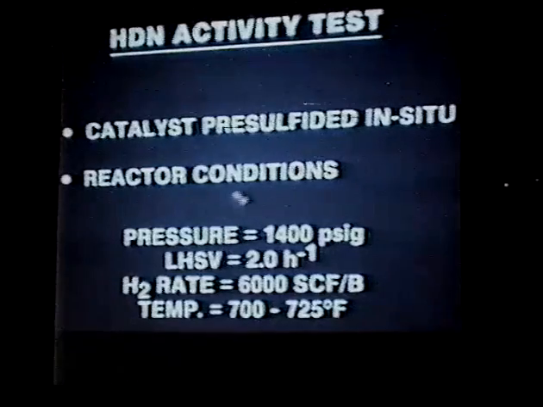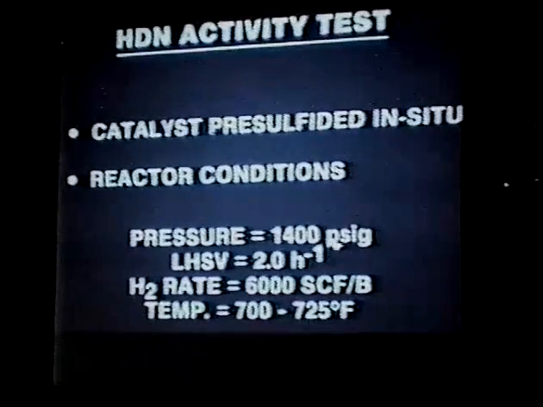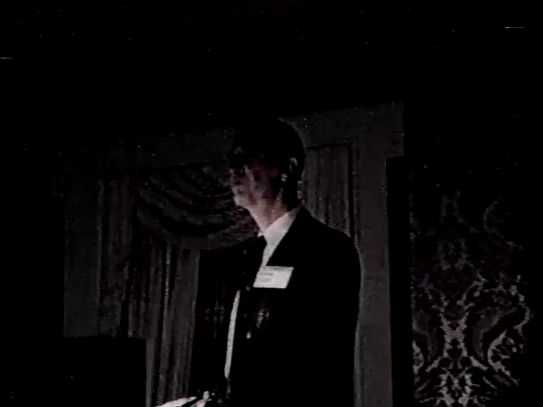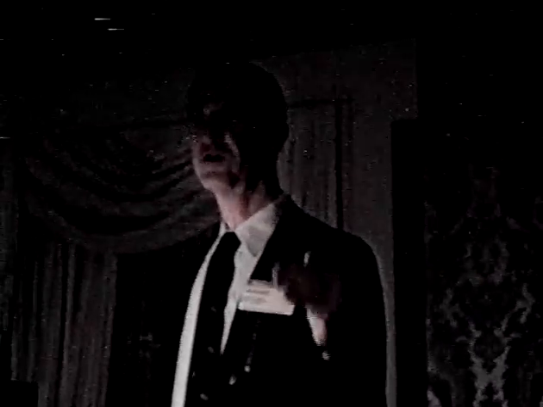The reactor conditions in this case are 1,400 pounds, a space velocity of 2, hydrogen rate of 6,000 standard cubic feet per barrel, and temperature of 700 to 725 degrees. It varies with the particular gas oil you're using as a feed, and the idea, though, is to get about 96–98% conversion of the nitrogen in the test. That permits you to study fairly tough molecules, but also lets you have enough nitrogen left in the product where your analytical people won't have a lot of trouble with the accuracy of the analysis.